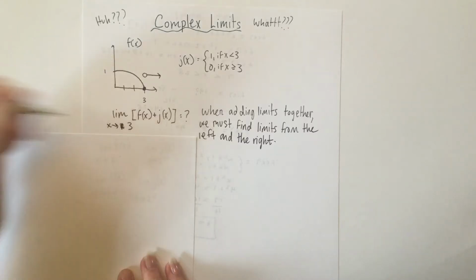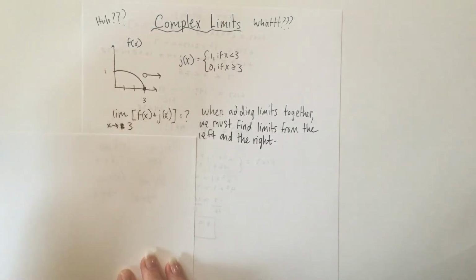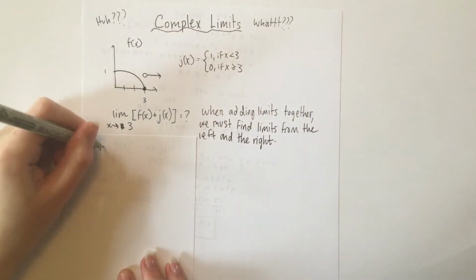Okay, so we're talking about complex limits here, which is basically my way of saying when you have to add two limits together. So what I provided for you here is a graph for f of x and the piecewise function for j of x. And what I'm asking is, what's the limit of f of x plus j of x as x approaches 3? So when you have to add limits together or multiply them or subtract them or divide them, any of those four things, you have to make sure to find the limits of each function from the left and the right. So here I'm just finding all the limits.